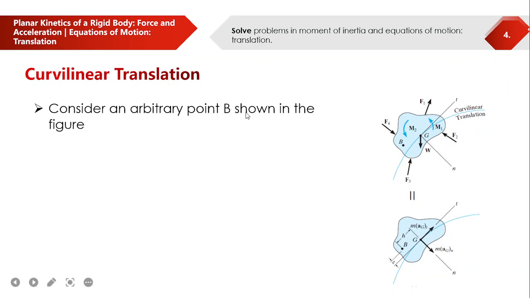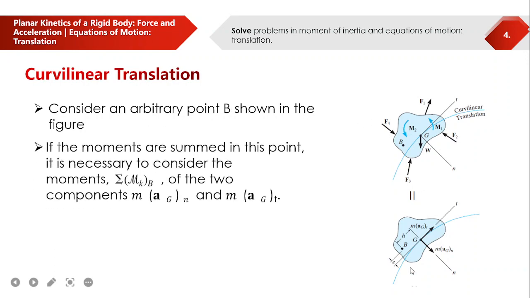Consider an arbitrary point B shown in the figure. If the moments are summed at this point B, it is necessary to consider the moments. So that will be the summation of all the kinetic moments at point B of the two components, m times a sub g sub n and m times a sub g sub t. Now, the two components are this one, the first and second component. You just have to account for this if you're going to sum all of the moments at point B.